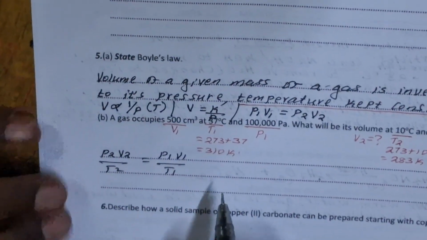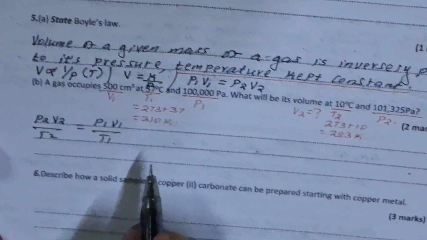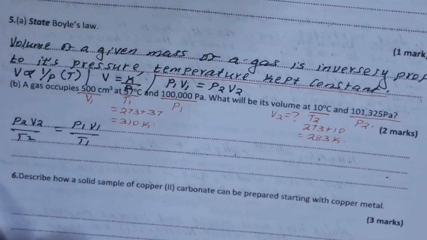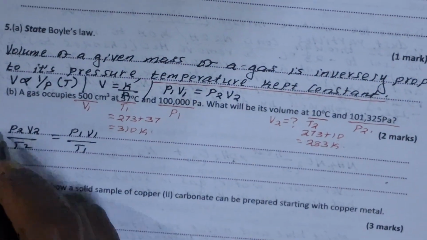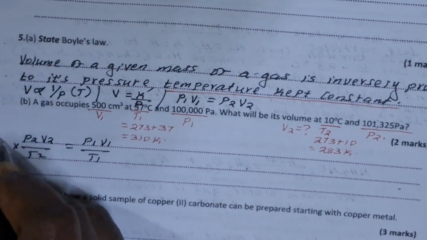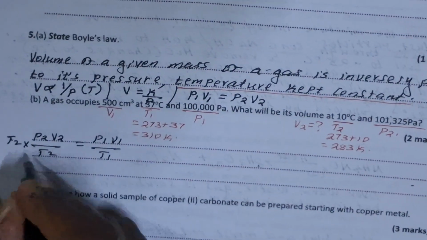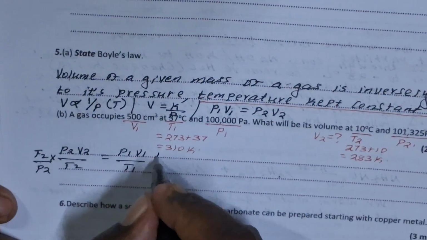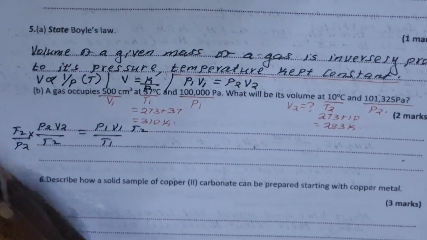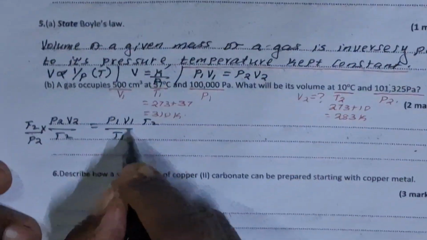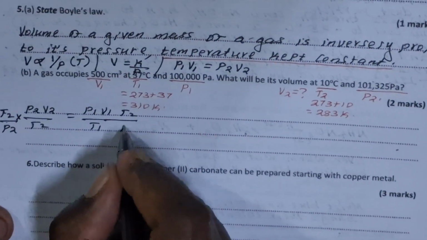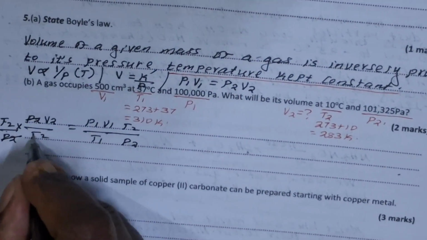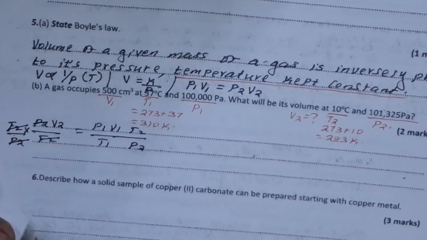But for my case, I've begun with pressure 2, volume 2, divided by temperature 2 because I want to make volume 2 the subject of the formula. So here we multiply by temperature 2 and divide by pressure 2. What we do on the reactant side, we do on the product side. Divide by pressure 2, so pressure 2 will cancel pressure 2. Temperature 2 will cancel temperature 2.